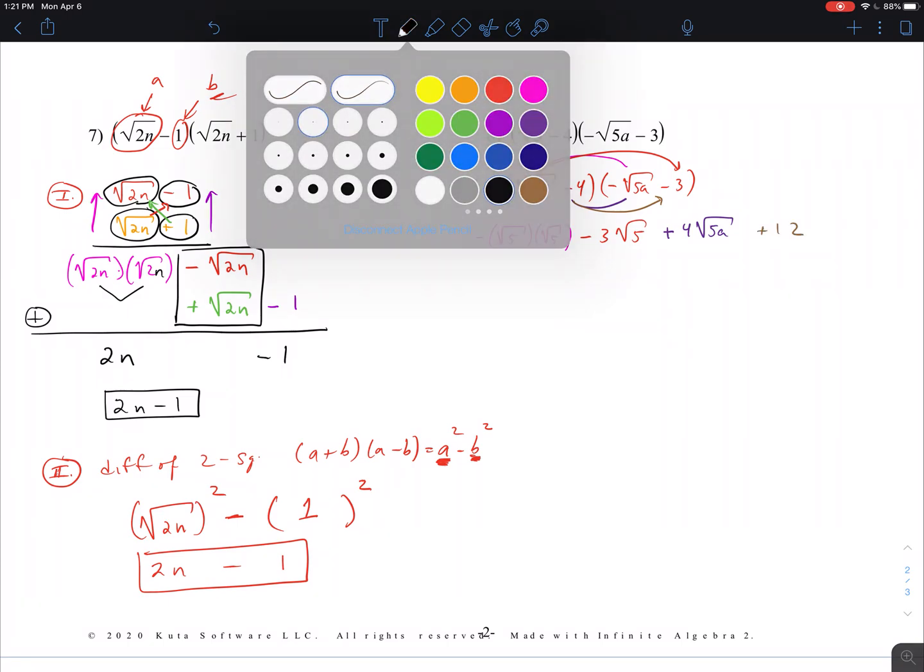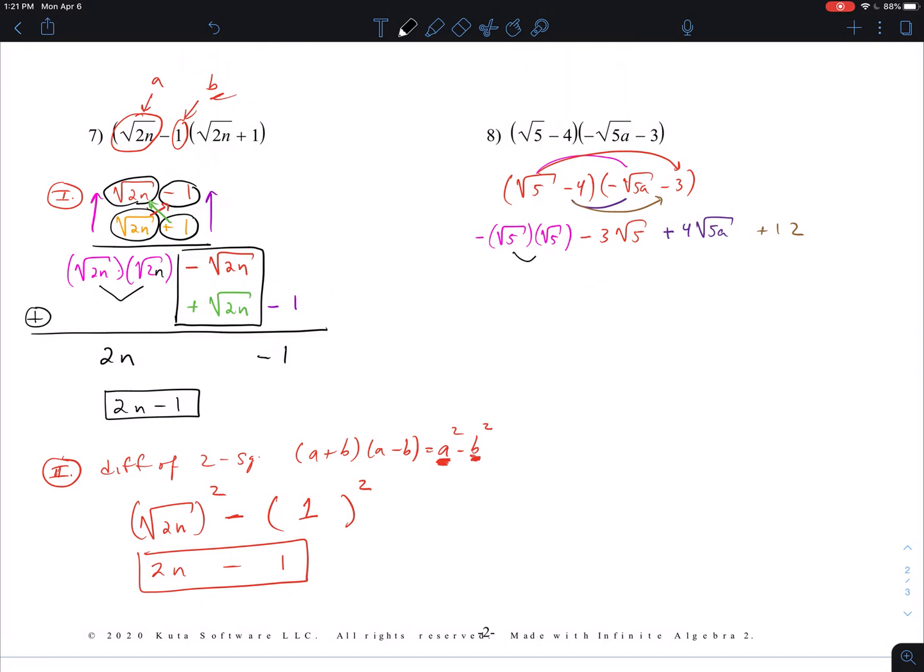Now, when we do our simplifying, we know that those two are going to give us negative 5, right? The square root of 5 times the square root of 5 is the square root of 25, which will give us 5. And then that negative, don't forget the negative, right? Then we have minus 3 root 5 plus 4 root 5a plus 12. So now we can just do some combining here.